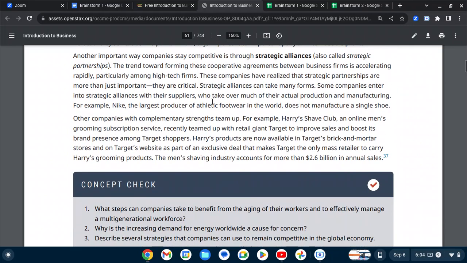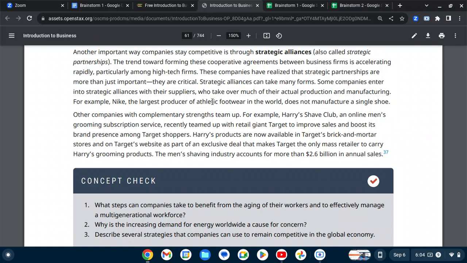Another important way companies stay competitive is through strategic alliances. The trend toward forming these cooperative agreements between business firms is accelerating rapidly, particularly among high-tech firms. These companies have realized that strategic partnerships are more than just important, they are critical. Strategic alliances can take many forms. Some companies enter into strategic alliances with their suppliers, who take over much of their actual production and manufacturing. For example, Nike, the largest producer of athletic footwear in the world, does not manufacture a single shoe.